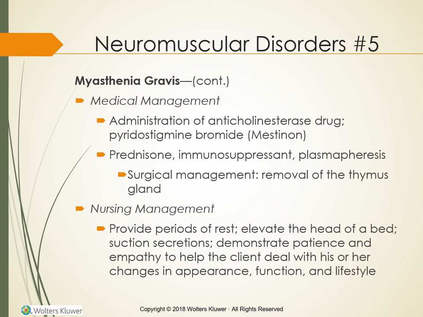The nurse demonstrates patience and empathy to help the client deal with changes in appearance, function, and lifestyle. The effects of drug therapy are observed, especially when first initiated or at times of stress. The nurse must administer medications at the exact intervals ordered to maintain therapeutic blood levels and prevent symptoms from returning. He or she observes for signs of drug overdose, such as abdominal cramps, clenched jaws, and muscle rigidity, which indicate that the dose is excessive. For more information, see nursing process for the client with a chronic neuromuscular disorder.